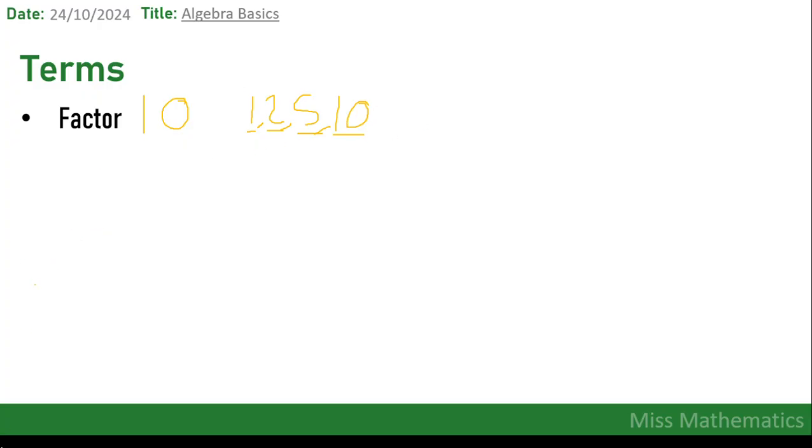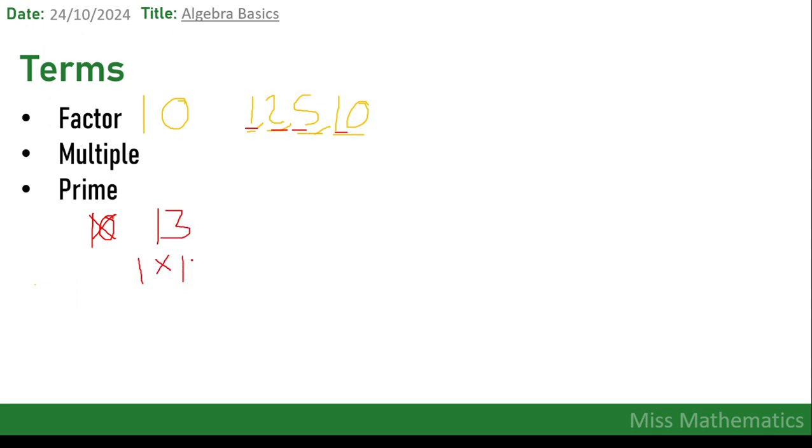Another key term I'm going to be using a lot is the word multiple. A multiple is what happens if you times the original number. So if you got 10, you times it by 2, 3, 4, so you get 20, 30, 40. These are all multiples of 10. And a prime number is a number that can only be divided by 1 and itself. So for example, 10 is not a prime number because it can be divided by 1, 2, 5 and 10. But 13 is a prime number because the only thing that you can do to make 13 is 1 times 13. Number 1 and itself.